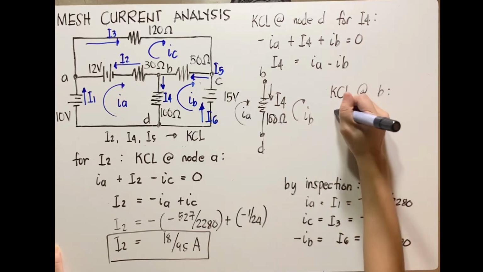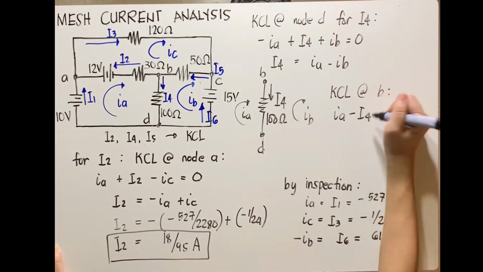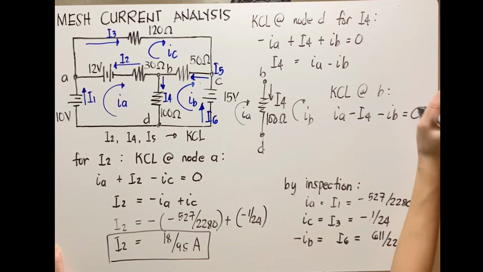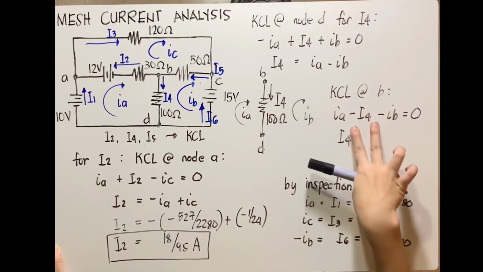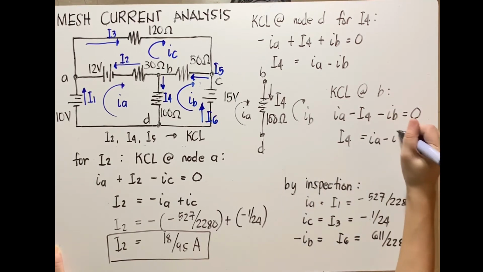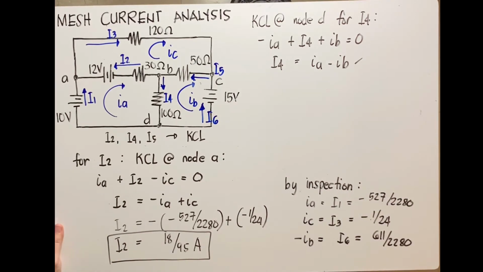Tapos, kung magki-KCL ka sa node B, papasok si IA doon, that's positive. Aalis si I4, that's negative. Aalis si IB, di ba? Minus IB, equate that to 0. You'll be able to solve for I4 if you transpose this to the right, and you'll have IA minus IB. Same. Di ba? Pares lang.